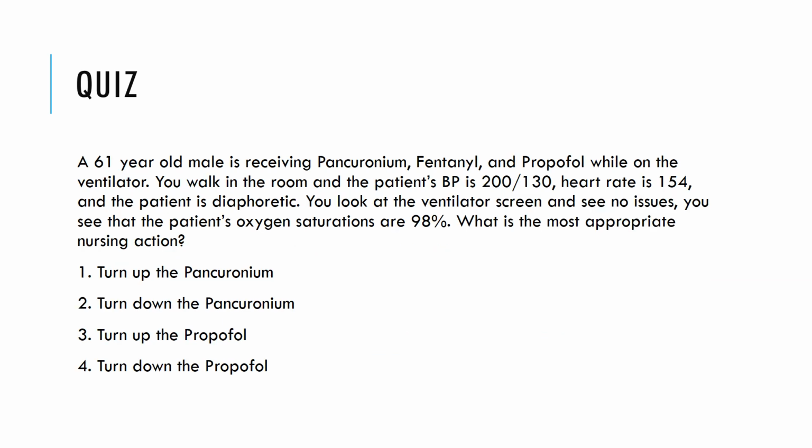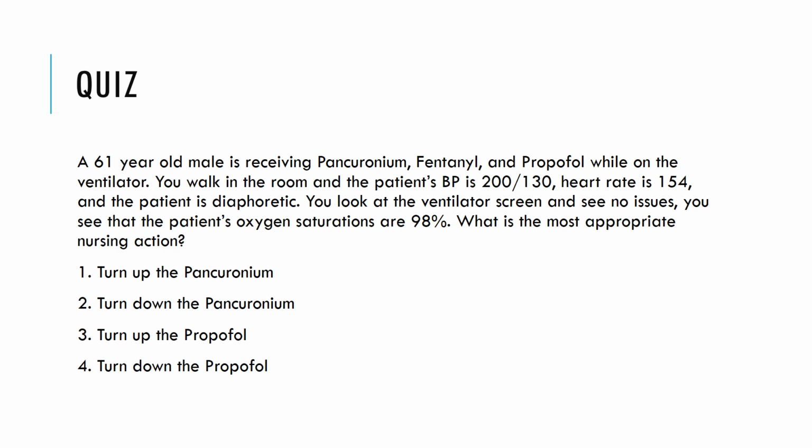So our next question. You're taking care of a 61-year-old male who is receiving pancuronium, fentanyl, and propofol while on the ventilator. You walk in the room, and the patient's blood pressure is 200 over 130, the heart rate is 154, and the patient is diaphoretic. You look at the ventilator screen and see no issues, and you see the patient's oxygen saturations are 98%. What's the most appropriate nursing action? 1, turn up the pancuronium. 2, turn down the pancuronium. 3, turn up the propofol. 4, turn down the propofol. Pause the presentation and consider your answer.